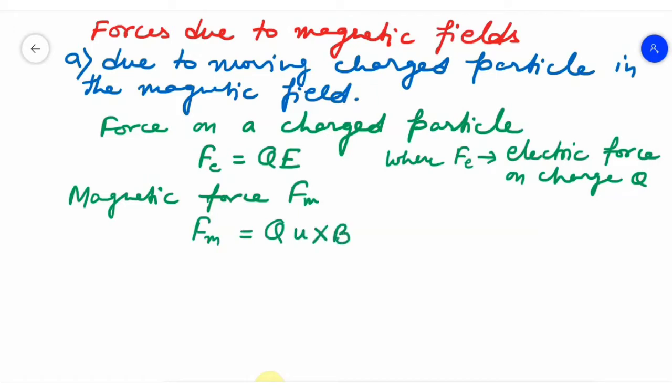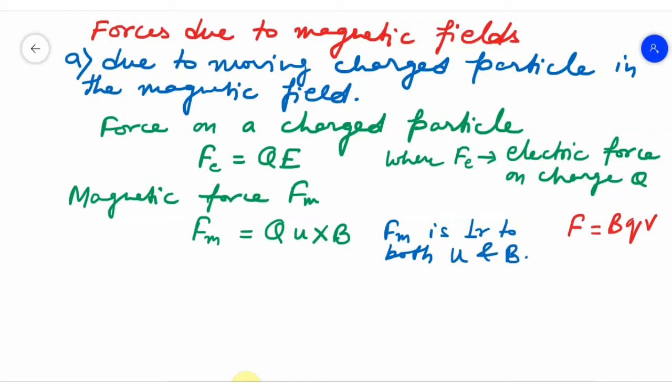You might have studied this as F equals BQV. B is the magnetic flux density, Q is the charge, and V is the velocity. So in the vector form we can write Fm equals Q u cross B. Now Fm is perpendicular to both u and B, where u is the velocity and B is the magnetic flux density.